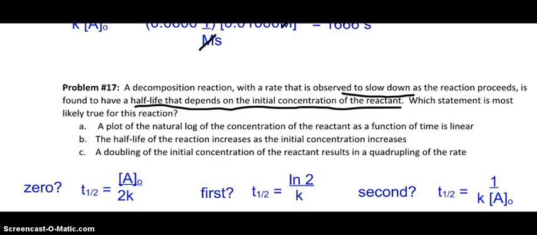Well, let's take a look at this equation here. So if this amount increases, does this increase as well? Well, if it's in the denominator and the denominator gets bigger, what's going to happen to this number? This number is actually going to get smaller. So B is wrong. So hopefully C is right. Let's see if that makes sense. A doubling of the initial concentration of the reaction results in a quadrupling of the rate. And that is correct for a second order. If you go back and look at page 5 again, I won't do that for you, but that is true. That is really a definition of what a second order reaction is all about.